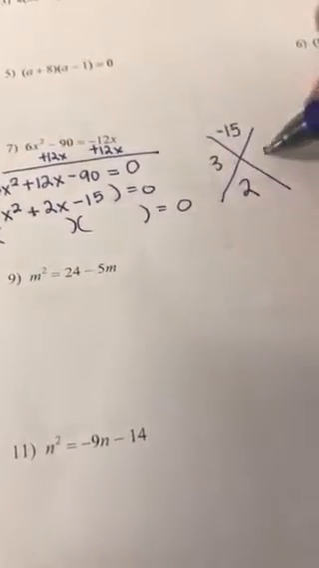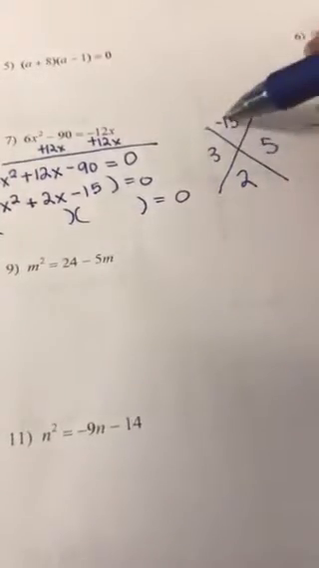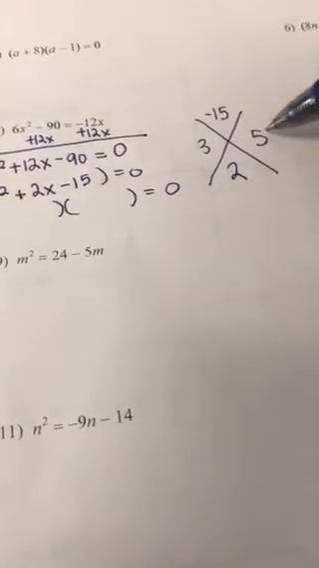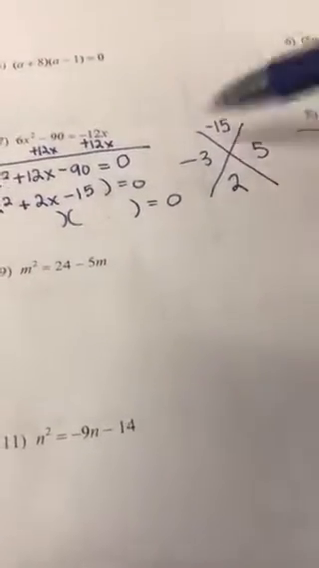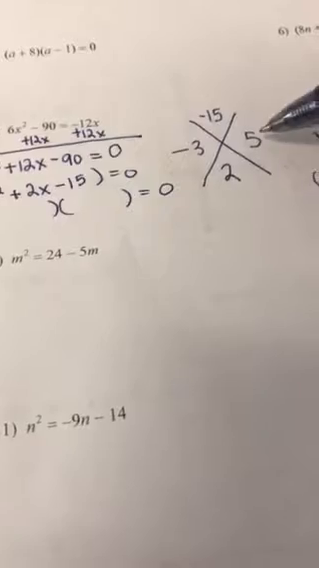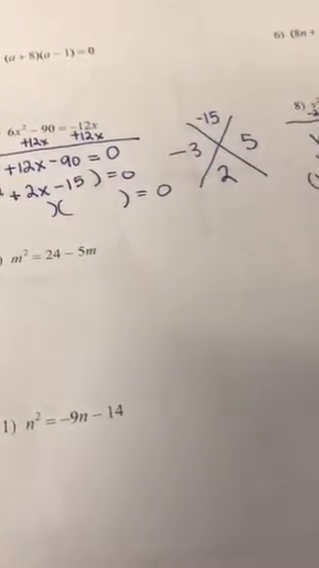Well, I know that 3 times 5 is 15, but then I have to adjust the signs. I need the sum that is positive, so I know that 5 has to be positive. So negative 3 times 5 is negative 15. Negative 3 plus 5 is positive 2.